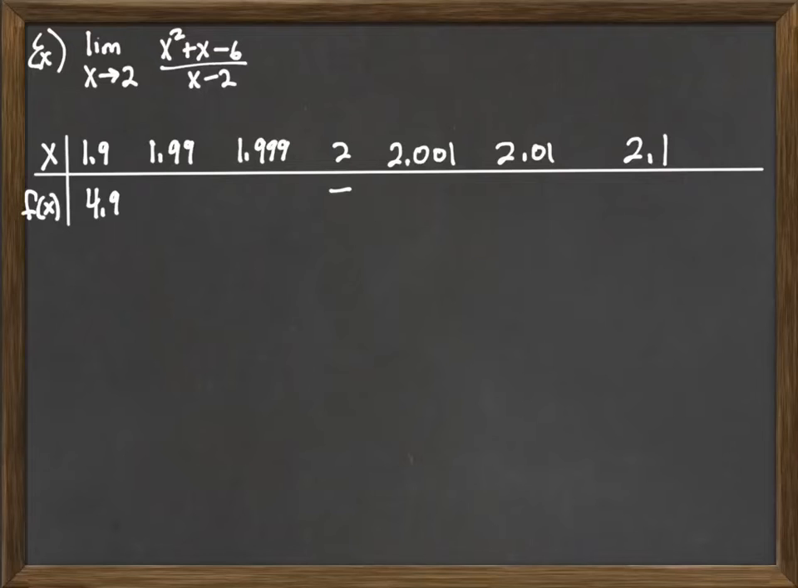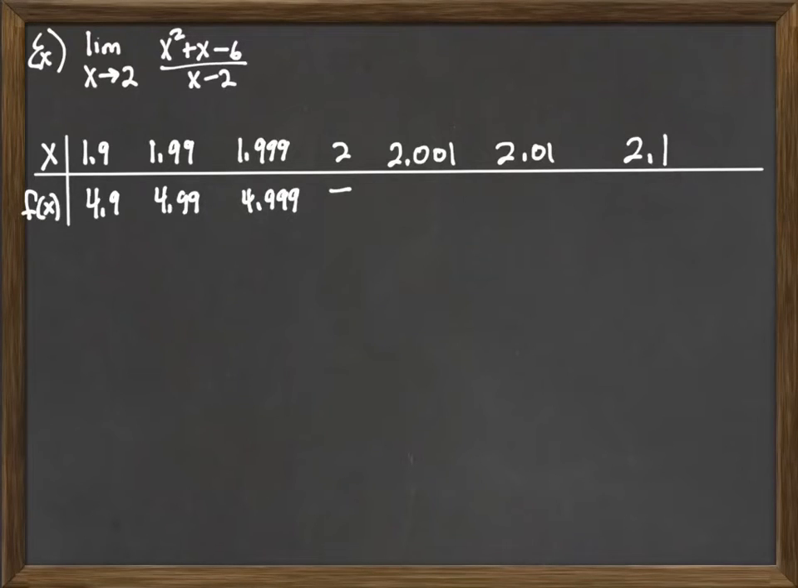And so we continue now. When we plug in 1.99, we get 4.99. And 1.999, we get 4.999. So it certainly seems like it's settling in towards a very particular number. But let's look on the other side, because we have to look from both sides to be sure.